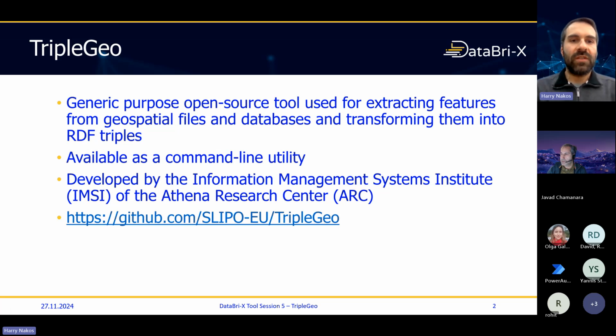TripleGEO is a command line tool. It is open source. And its purpose is to extract features from geospatial files and databases and transform these features into RDF triples. It's an open source tool, and the source code is available at GitHub.